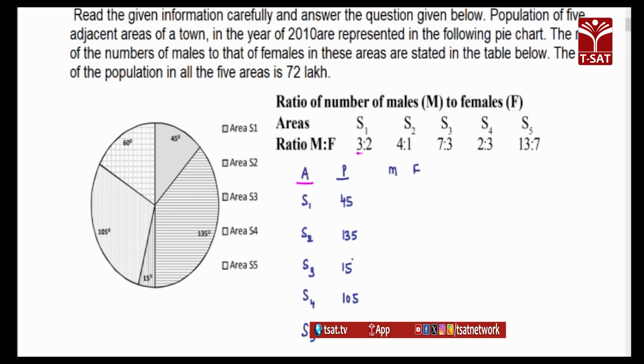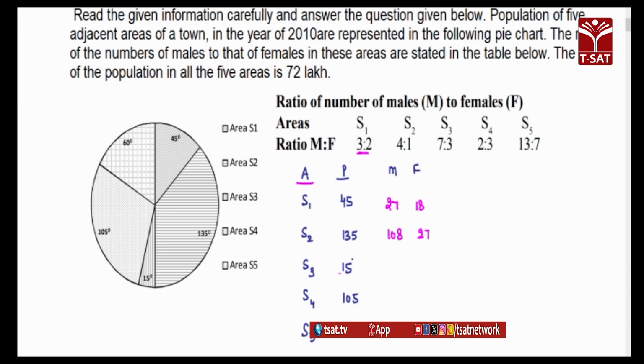When it comes to S1 it is 3:2, 5 parts is 45. Each part is 9, therefore 3 parts is 27. Female is 18. S2 is 4:1, 5 parts is 135, therefore each part is 27, 27 fours are 108. This is 27.